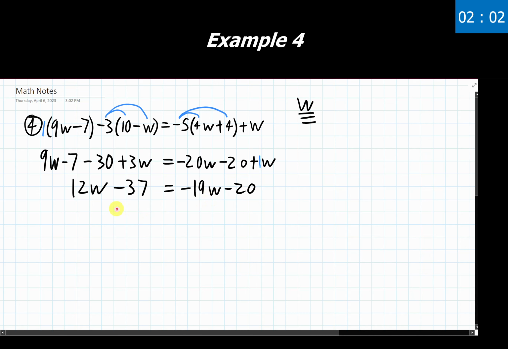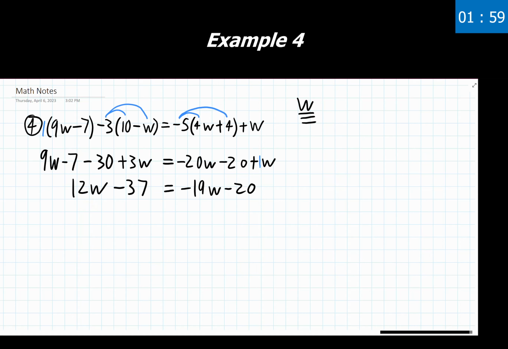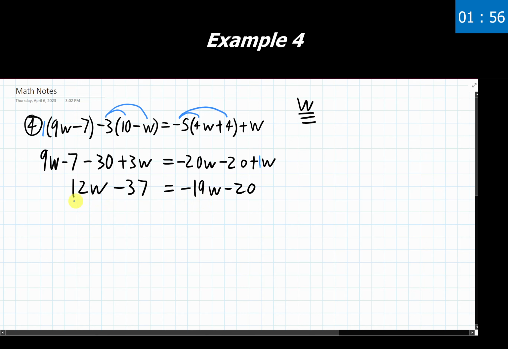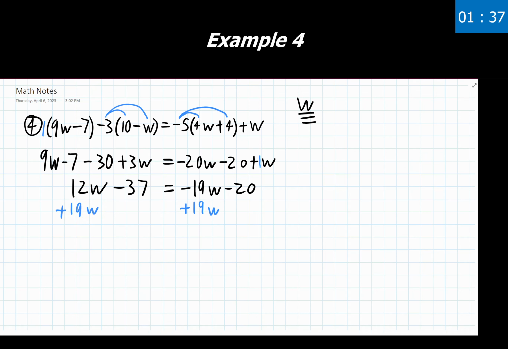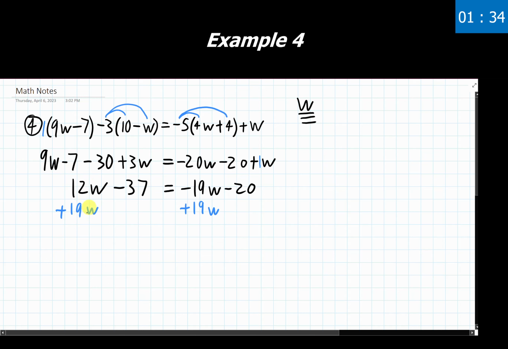I have w's over here, w's over here. My hint, get rid of the one with the lower valued coefficient. So between 12 and negative 19, negative 19 is the lower value. So I'm going to eliminate that. Let's make that a better 19. There we go. So I'm adding 19w to the right side, which means I'm also adding 19w to the left side. When I combine these together, on the left side, I'm getting, what's that going to be, 31w? Yeah. We're going to have 31w minus 37, and that's going to equal negative 20.